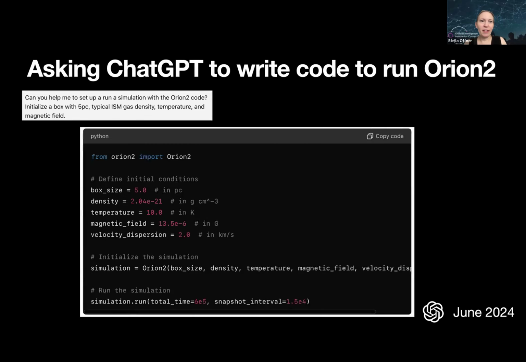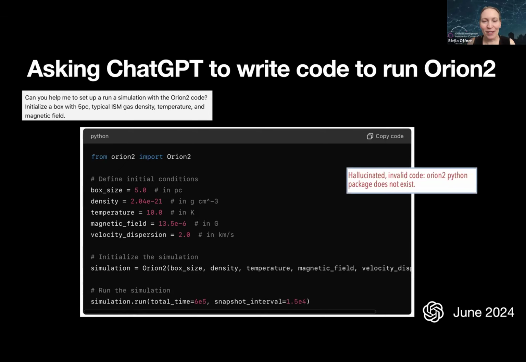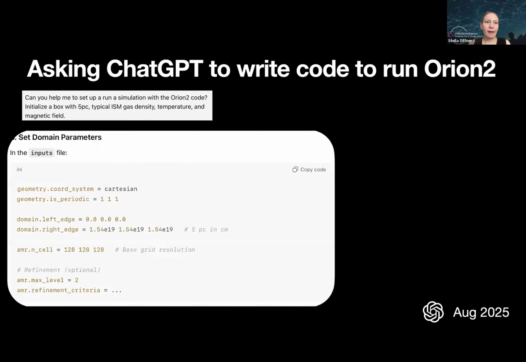And this is what it came up with. It assumed that Orion 2 was a Python module, and it made this completely hallucinated fake code. So in 2024, not so good. So I just did this same exercise a week ago with the updated GPT, and it gave me this code. It actually had a huge amount of text about here's some parameters you need to set, and here's some conditions that assume some different things.